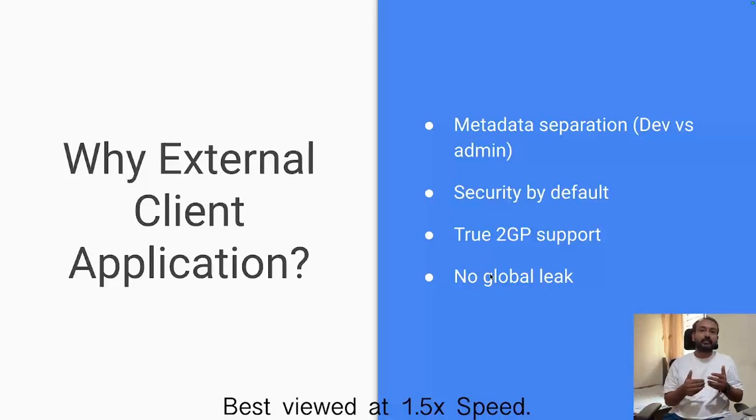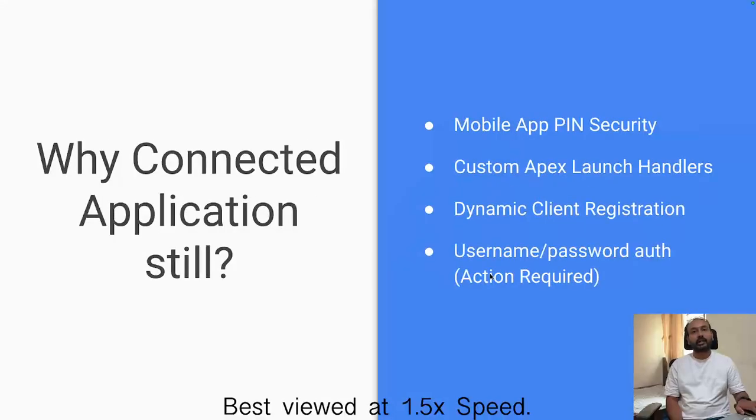That's why external client applications are secure by default. They will not be enabled by themselves. Someone has to go inside production and enable them for a given profile and permission set. That's why there are no global leaks happening, as there were with connected applications. There are no global leaks that will happen in external client applications.